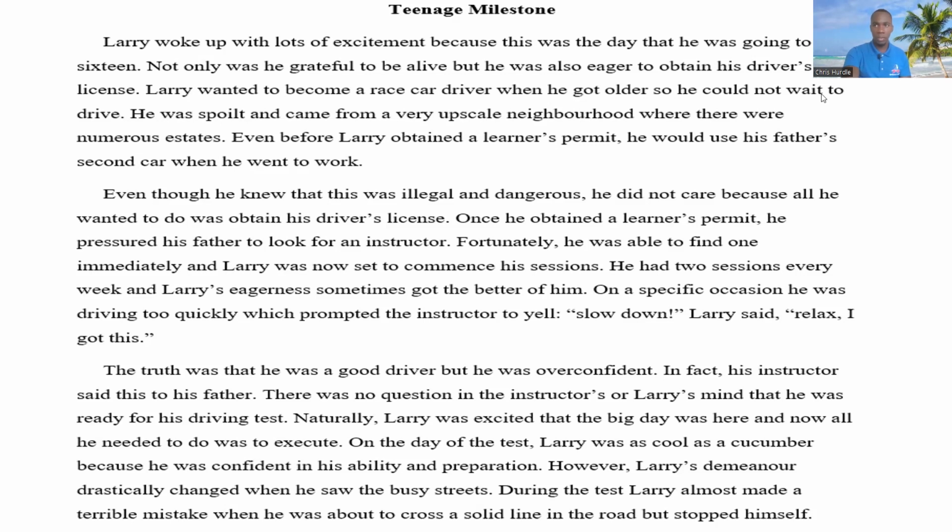So from that first paragraph, we are introduced to our main character, which is Larry. His objective is to obtain his driver's license, and we get the setting that he's pretty much a wealthy kid because he lives in an upscale neighborhood, right? So we get an idea of the setting. So let's see how he goes about trying to obtain that objective, and let's see what conflict comes in the way.